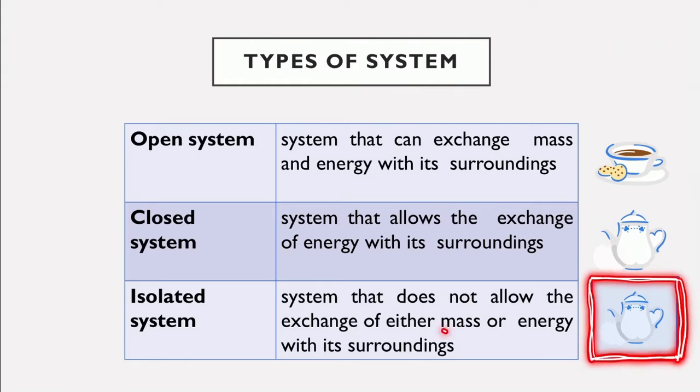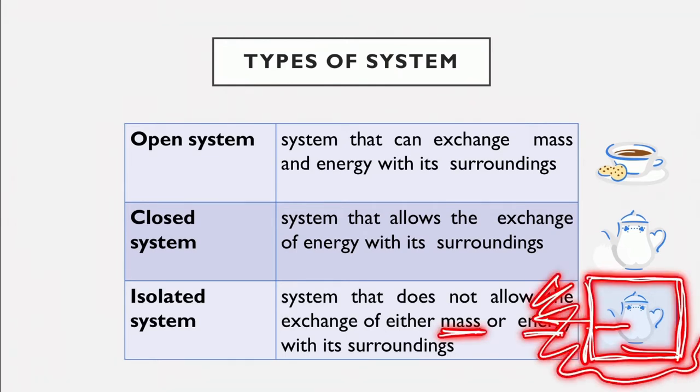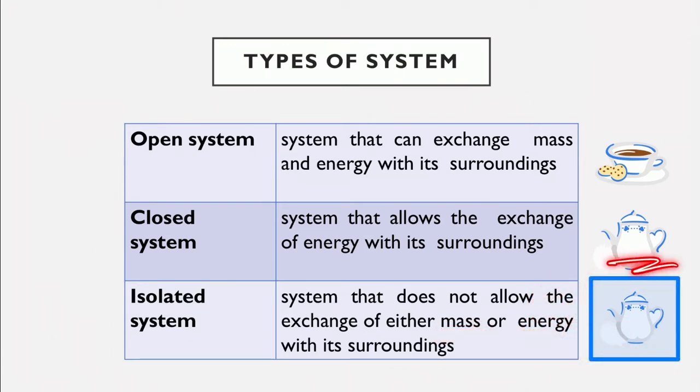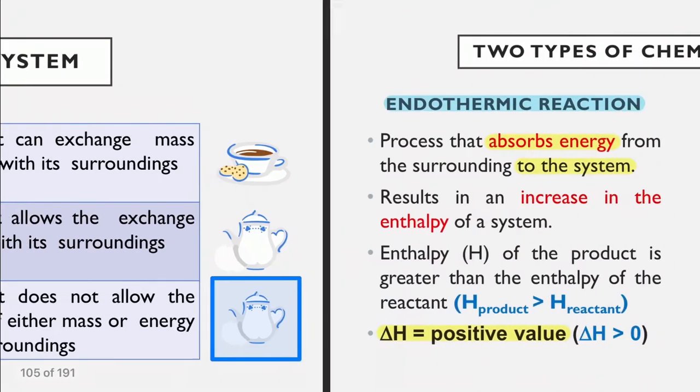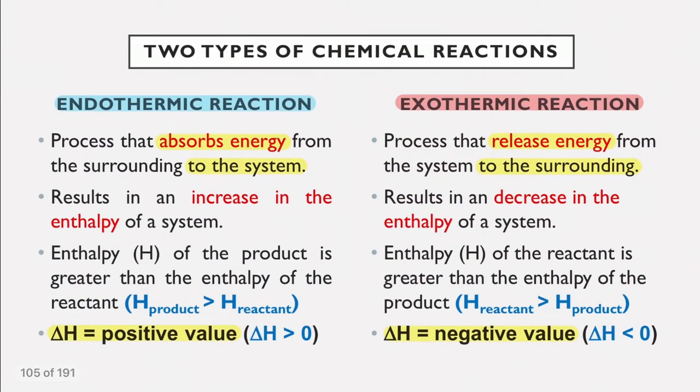We do not have any exchange in mass. No tea is being spilled, nor energy. Your heat does not escape from this isolated system to your surroundings. Let's say out here, this is your surrounding. So there is no exchange in energy as well for an isolated system. Alright, those are your three types of systems.